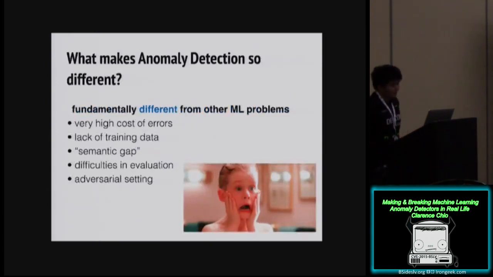So the very high cost of errors is also something that we have to consider. If a piece of spam comes through your inbox, it doesn't cost you much. It doesn't cost Gmail much, actually. It actually helps them to train their model to become more accurate. However, if an attack goes through an anomaly detector, it actually hurts the integrity of the system quite a lot because of the high cost of false positives and false negatives.